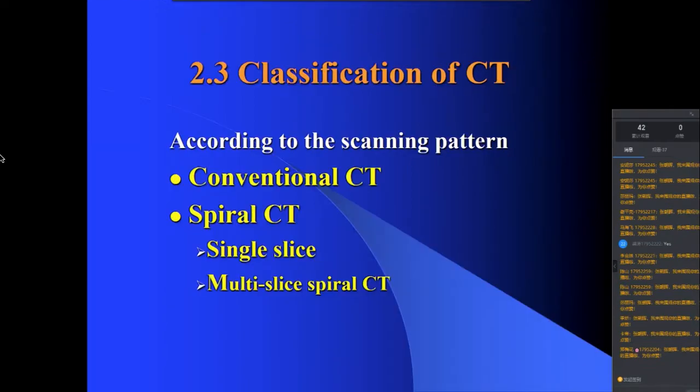And now let's talk about the classification of CT. According to the scanning pattern, CT can be classified as conventional CT and spiral CT. And spiral CT can be further classified as single slice CT and multi-slice spiral CT.